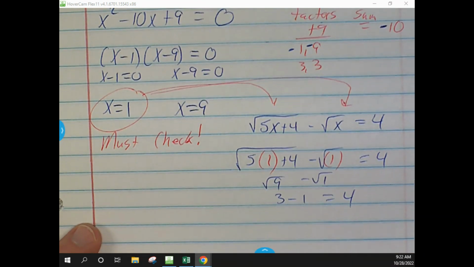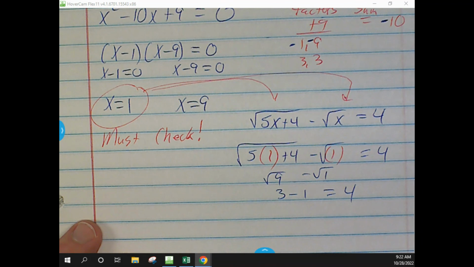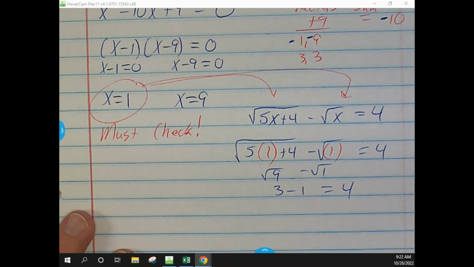And from where I'm from, 3 minus 1 doesn't equal 4. Yeah, maybe it does for Perry the Platypus, but not for me. So that one's out.